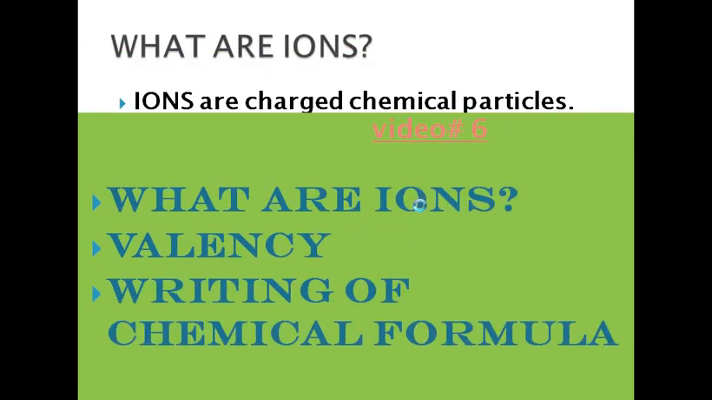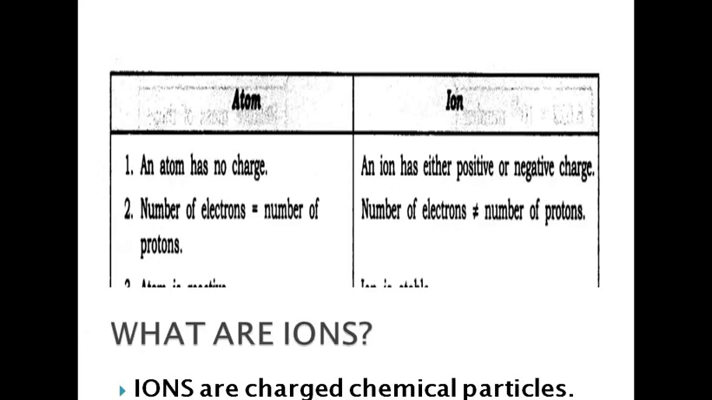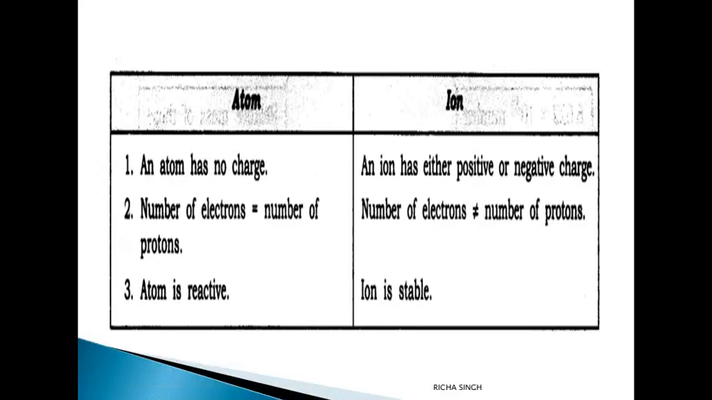So let's start. What are ions? You are all familiar with the term ion. Ions are charged chemical particles. Ions are formed when an atom gains or loses electrons. How is it different from an atom? Atoms don't have any charge, but ions always have a charge, either positive or negative.